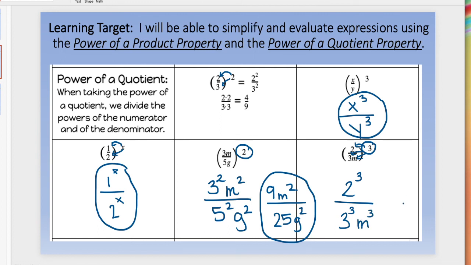All right. Once again, you want to see, is there anything that you can evaluate? Well, yes, you can evaluate 2 to the third power, which is 2 times 2 times 2, is 8. And then in the denominator, 3 to the third power, which is 3 times 3 times 3, that's 27. And then there's nothing else you can do to the m to the third power, so you leave it. And you are left with 8 over 27 m to the third power.